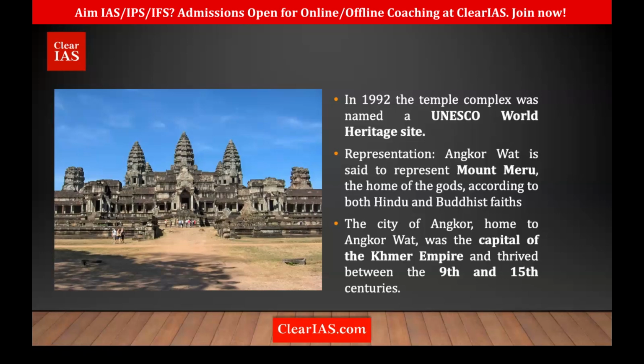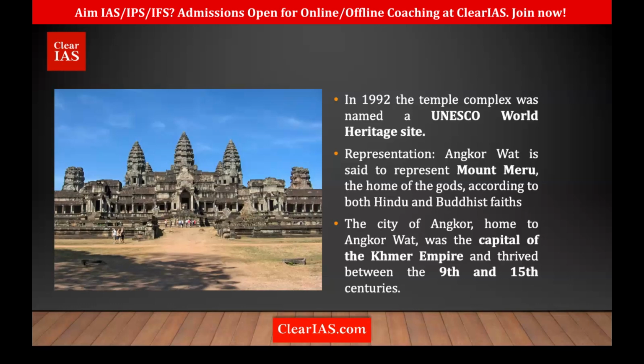And in 1992, it was given what? UNESCO World Heritage Site status. And Angkor Wat is said to represent what? Mount Meru, which is also called the home of gods according to Hindu and Buddhist religious beliefs. Then the city of Angkor, home to Angkor Wat, was also the capital of the Khmer Empire, which thrived between the 9th and 15th century. They were also influenced by the Chola architecture; the Dravidian style of architecture also influenced this Khmer architecture. So yes, Khmer Empire.